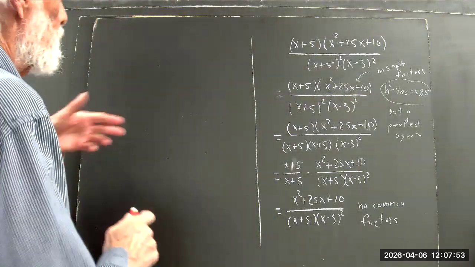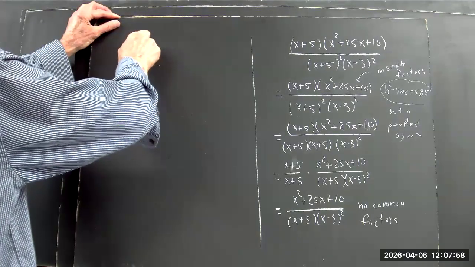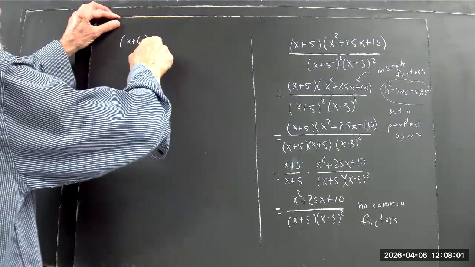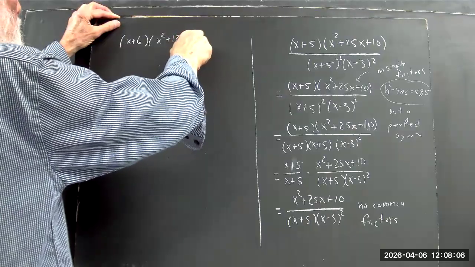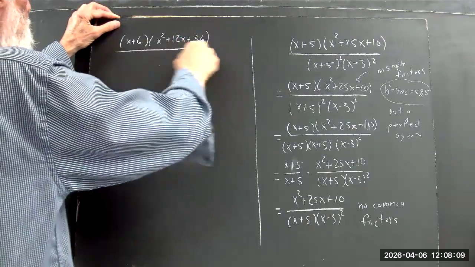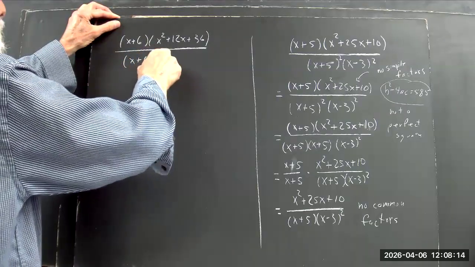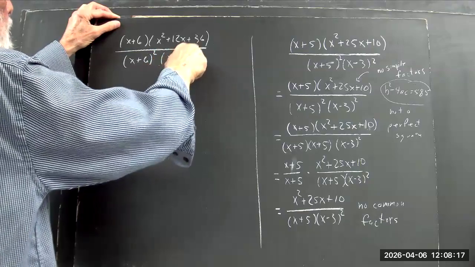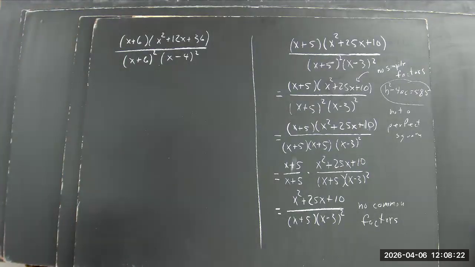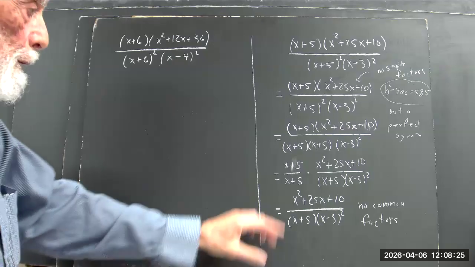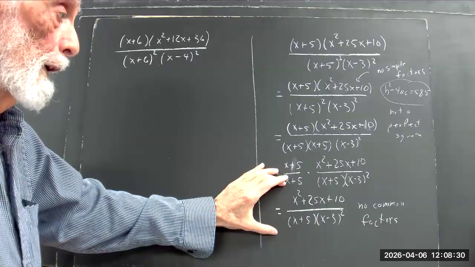Now if I write the expression I intended to write up here, but with slightly different numbers: x plus 6, multiplied by x squared plus 12x plus 36, over x plus 6 squared times x minus 4 squared. See if you can factor this and rearrange it so that you eliminate all common factors and end up with an expression that has no common factors.